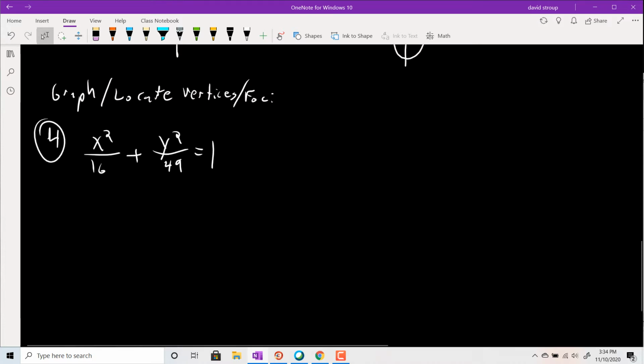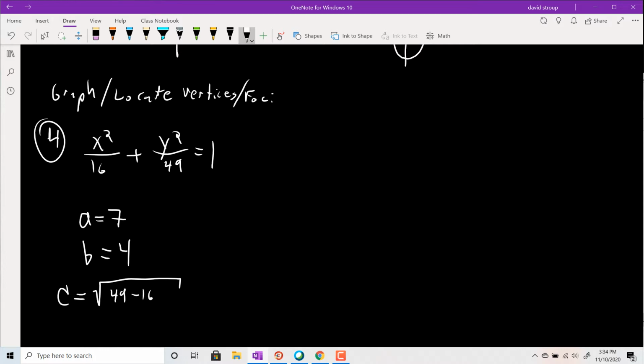Okay. So first thing we want is the a, b, and c value. The a is the bigger number, no matter what. It doesn't go by which one is with the x, which one is with the y. It's just whatever's bigger. So here a squared is 49, so a is the square root of that, which is just 7. Okay. B squared is 16, so b is 4. And then for the foci, we're going to need the c value, so we just use the formula from above. You have 49 minus 16, which of course is square root 33, which is approximately 5.7.